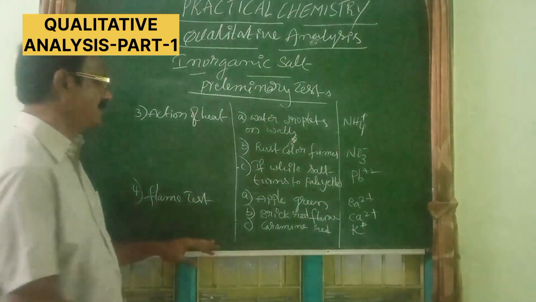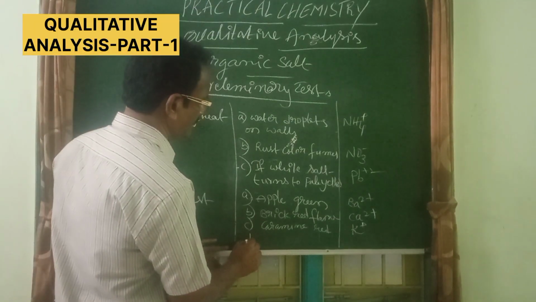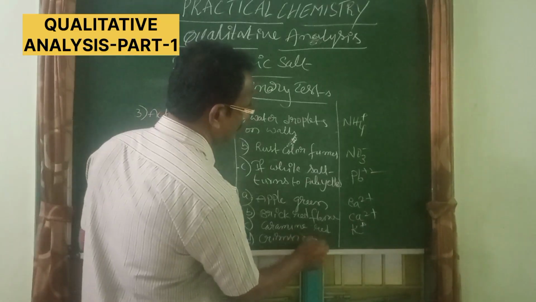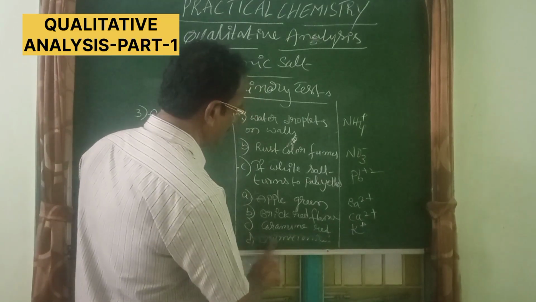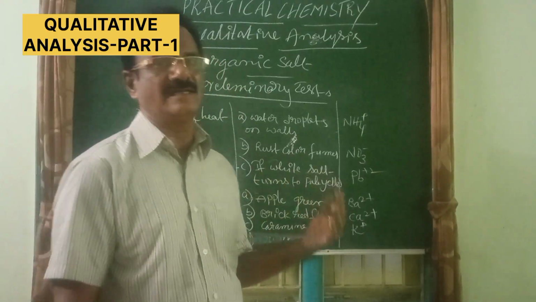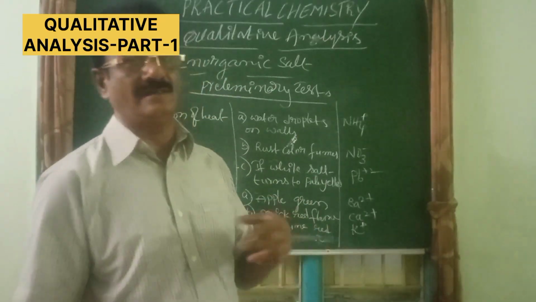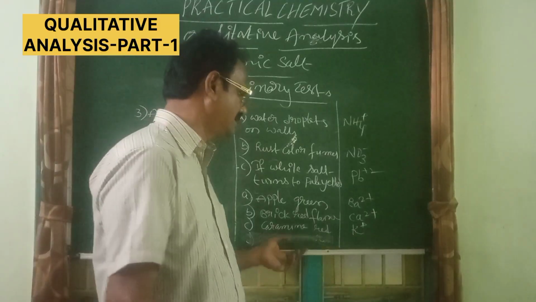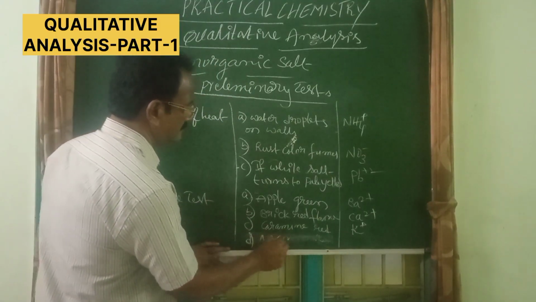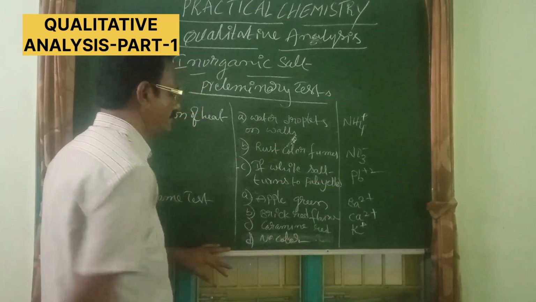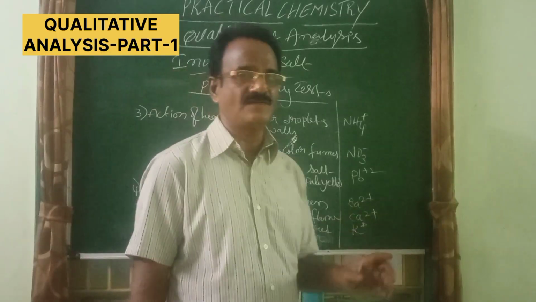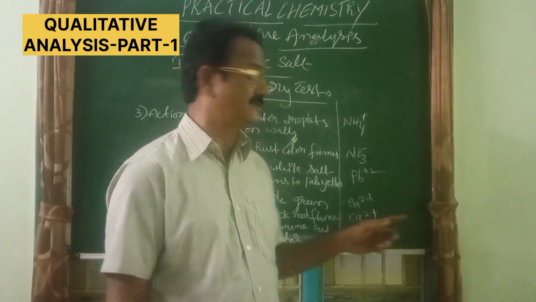Okay. If there is crimson red, I will stop here with carmine red. So the usual colors obtained in the inorganic salt analysis are these three. If there is no color, then we can't expect the presence of these ions.